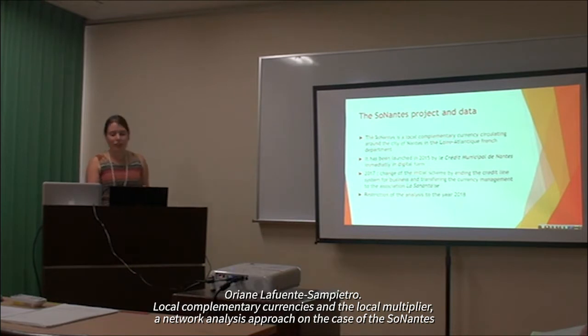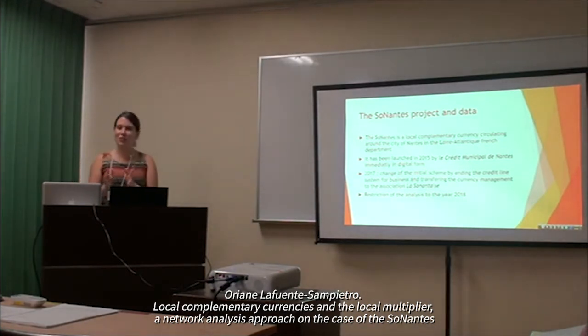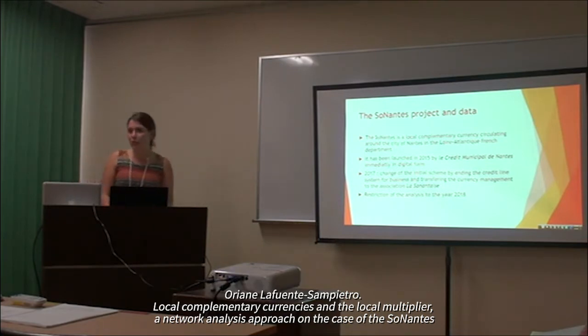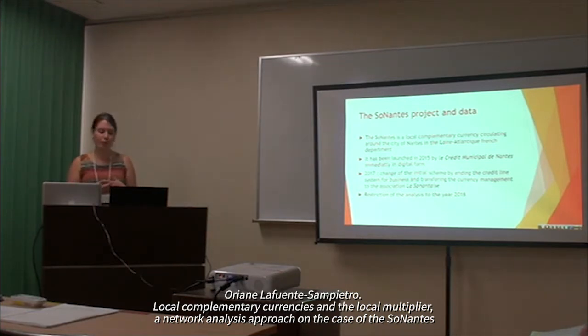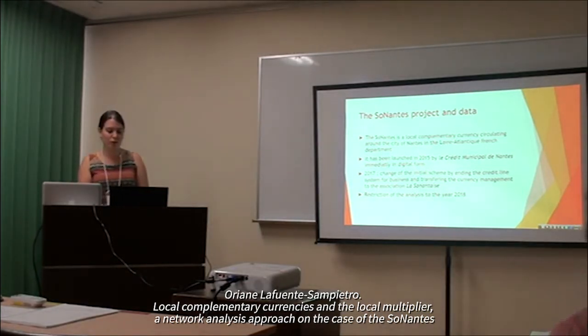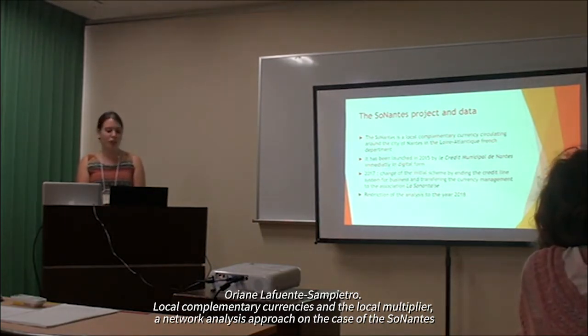To begin, I will explain a little bit what the Sonance project is and what data I got from it. So the Sonance is a local complementary currency circulating around Nantes in Brittany, in the Atlantic, sorry, French department. It was launched in 2015 by the Crédit Municipal de Nantes, which is a semi-public organization. So it's not an association-driven currency. At the beginning, it was really a public will to launch a currency in the area, and it was immediately digital.